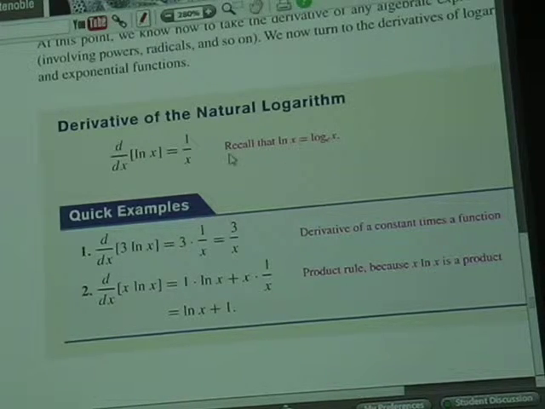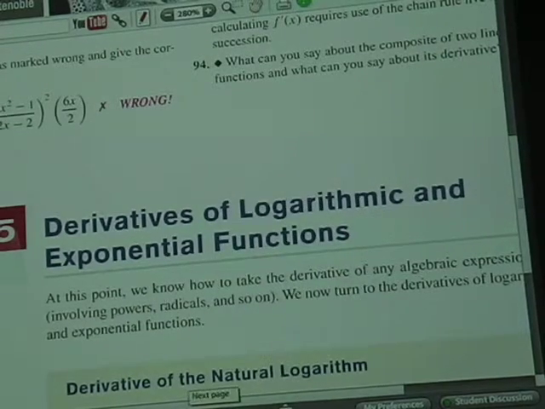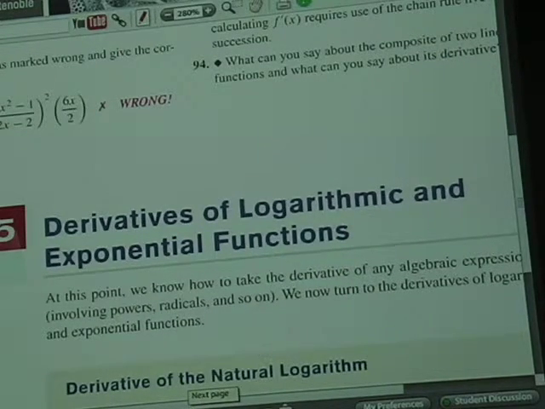That was not the chain rule. But this section is about logs, so it doesn't have to be about the chain rule. It just has to be about logs or exponential functions.